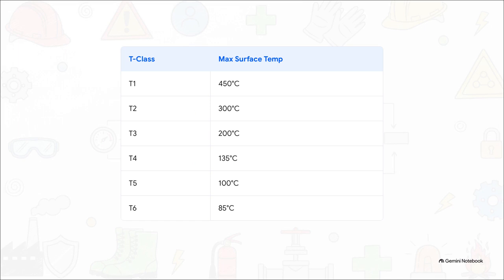Beyond sparks, we also have to worry about pure heat. That's where T classifications come in. The rule here is simple but absolute. The maximum surface temperature of your equipment must stay below the auto-ignition temperature of the surrounding gas. No exceptions. So if you're working with something highly volatile like diethyl ether, you absolutely must use T6 rated equipment, because a T6 rating guarantees the equipment surface temperature will never ever exceed 85 degrees Celsius.